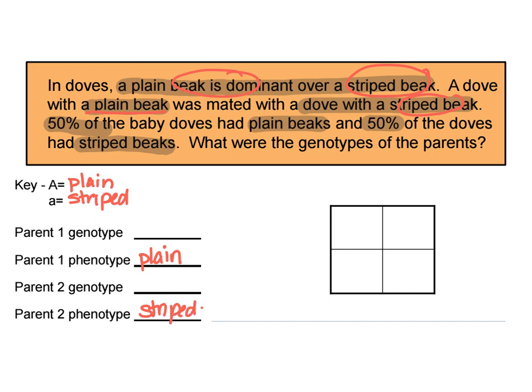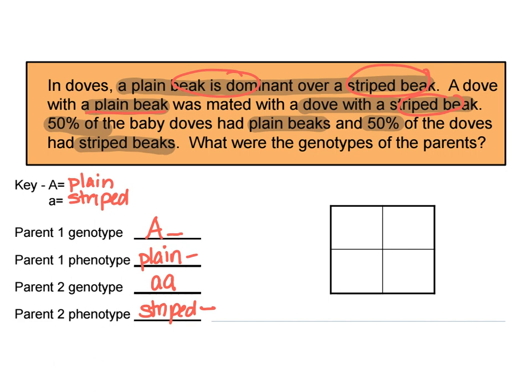Now, this information right here, the fact that the parent has a striped beak, tells me something about the genotype. Because striped is recessive, the only way I could have a striped beak is if one parent is little a. So I know that one parent is little a. Now, the other parent is plain, which means they have one dominant allele. That's why they're plain, but we don't know what the second letter is. It could be big A, or it could be little a, but we don't know which one.